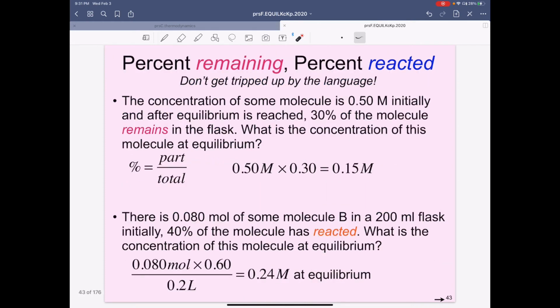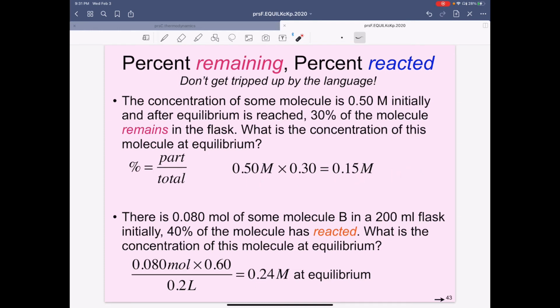Next, I don't want you to be tripped up by the language, so we want to take a look at what AP will sometimes do and say, hey, we've got some 0.5 of some chemical initially, and after equilibrium is reached, 30% of that molecule remains in the flask. Well, that's a pretty easy calculation. At equilibrium, we would be left with 0.15, 30% of the 0.5.